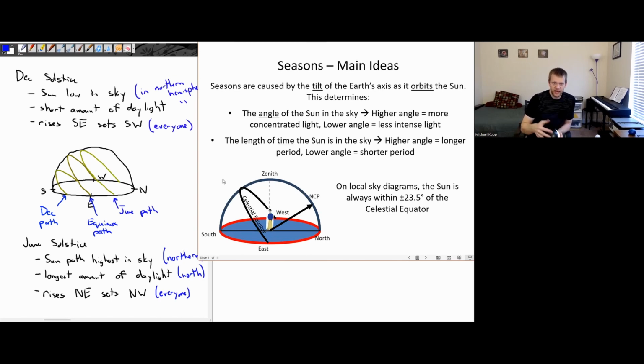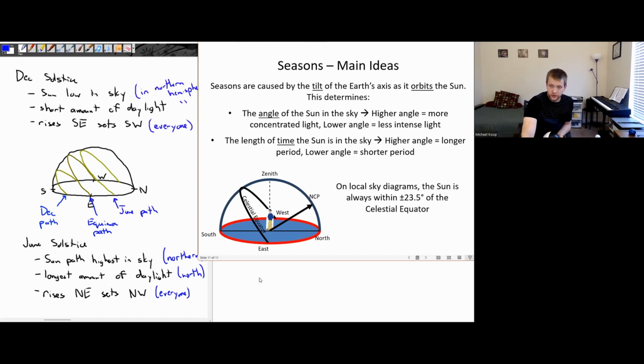And again, we can map out some of these patterns and say, well, where is the sun going to be going across the sky? During the equinox, the sun would actually follow the celestial equator. And because the tilt of Earth's axis is 23.5 degrees, that results in the sun always being within 23.5 degrees of the celestial equator.